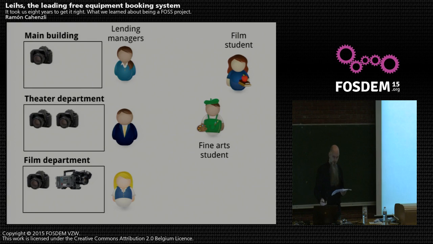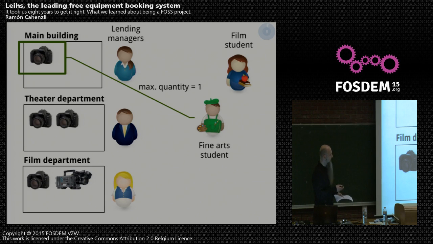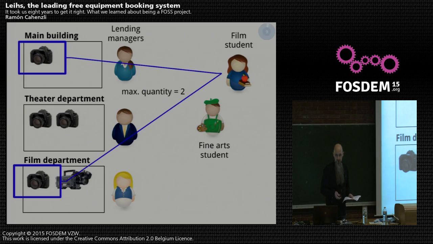What does Leihs do? Here we have a typical situation. This is funny LibreOffice clip art, by the way. I didn't invent that. At an art university, you usually have different inventory pools or different departments with different equipment. I took some pictures of Canon cameras here to represent that. And you have different types of students that have different types of permissions. In our case, this fine arts student has access to one camera from the main building and nothing else. So the system, Leihs, shows him that he can get one camera.